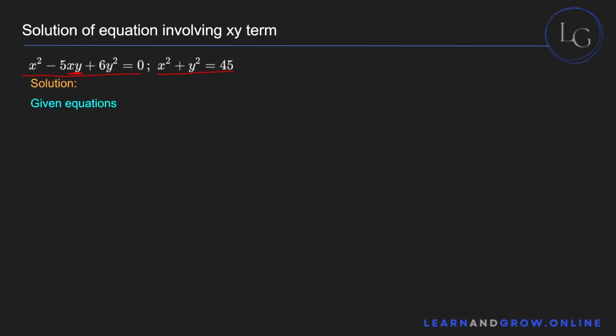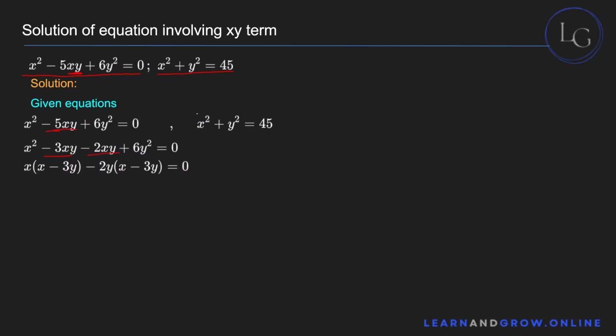Now, the solution, as with every equation we've discussed so far, is not really difficult, but over here it's a bit lengthy, so bear with me. So you have these two equations. You'll basically split this minus 5xy into minus 3xy minus 2xy, and now you can actually factorize this entire equation.